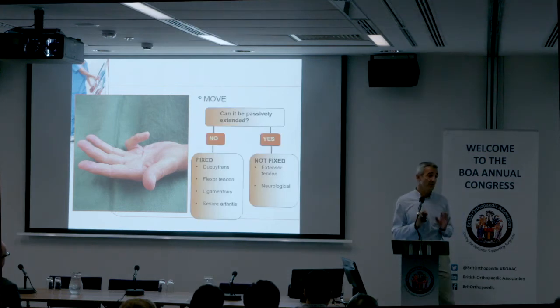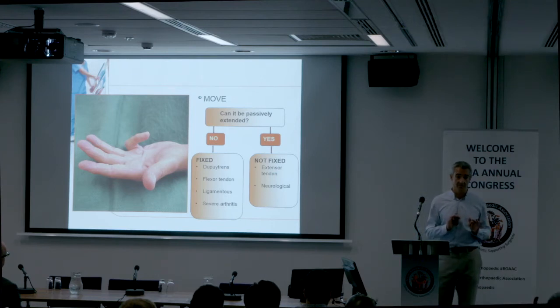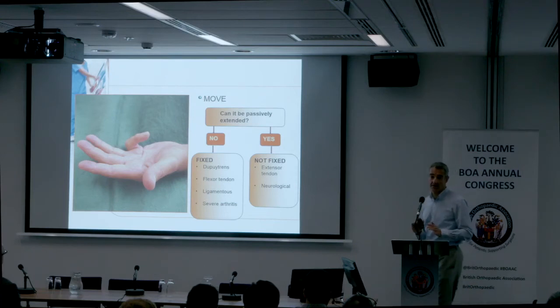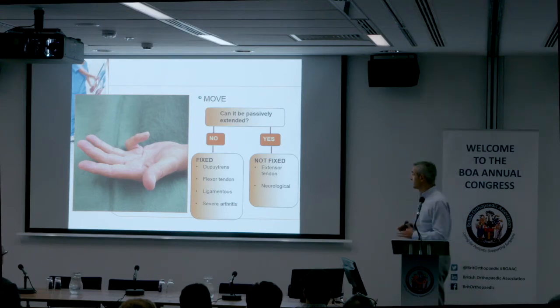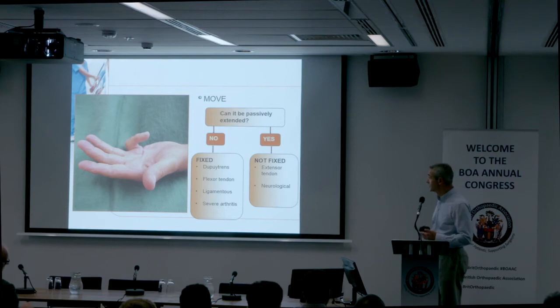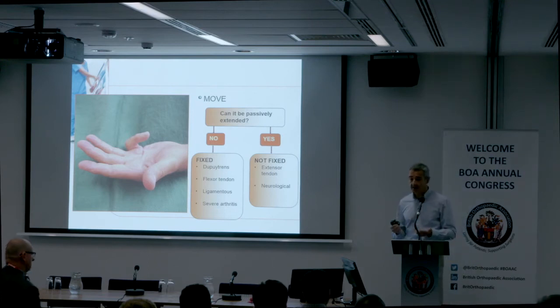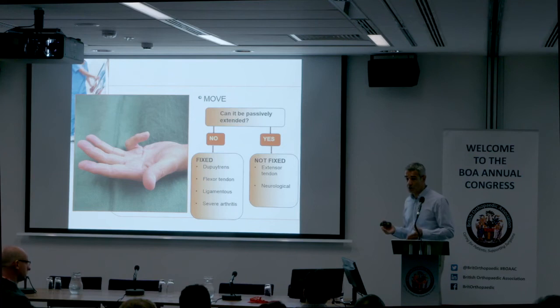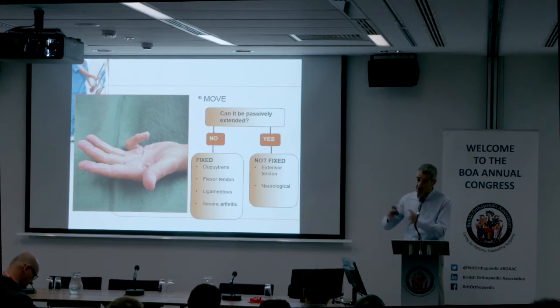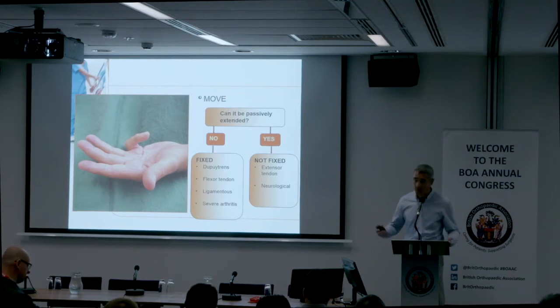We need to see whether this joint is fixed. If it's fixed, then it would suggest the likelihood of a condition like Dupuytren's disease. But it could also be due to flexor tendon contractures, to ligamentous injuries, and severe arthritis. However, if it's not fixed, if you can passively extend a joint, then you might be looking at an extensor tendon injury or a neurological problem. You have to be careful, though, because those two conditions, if they're chronic, can lead to fixed problems as well.